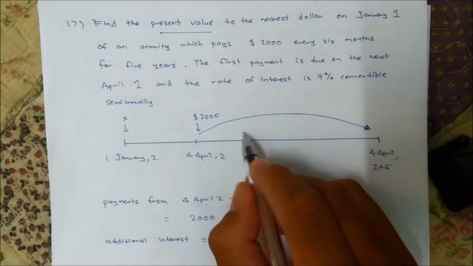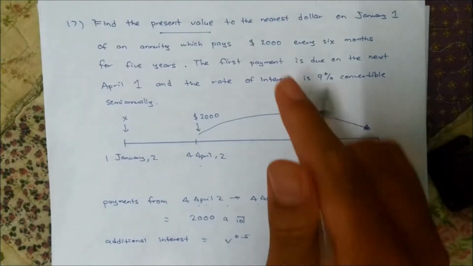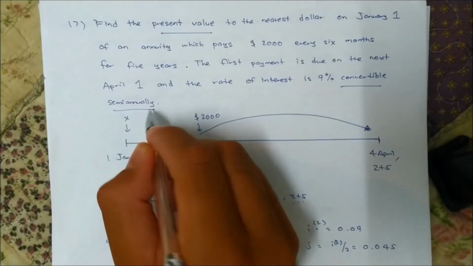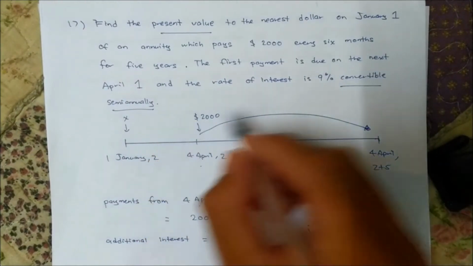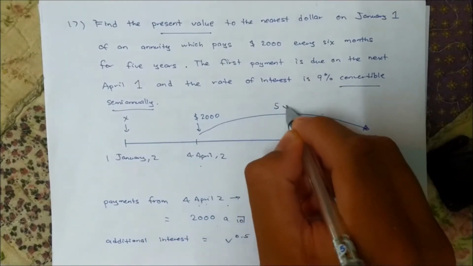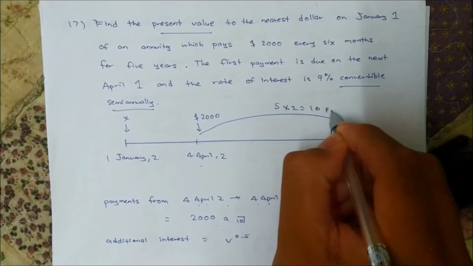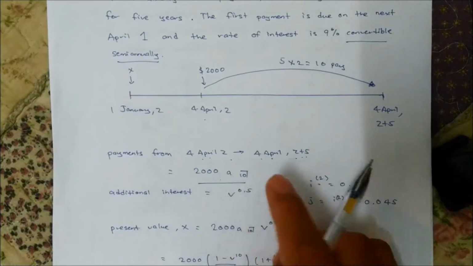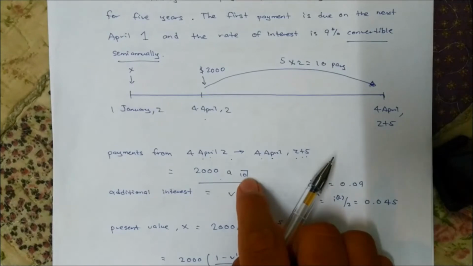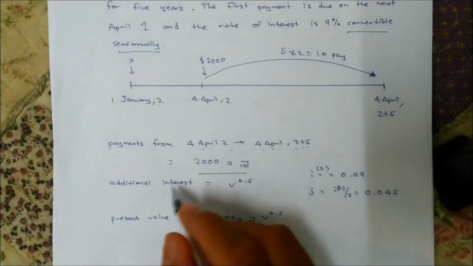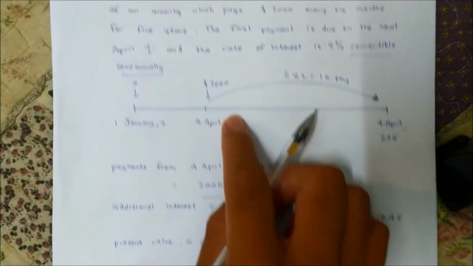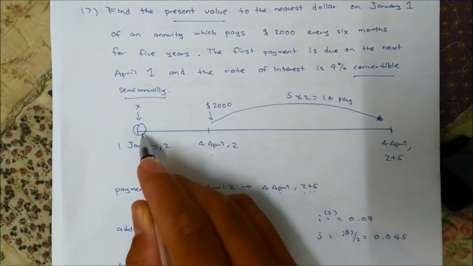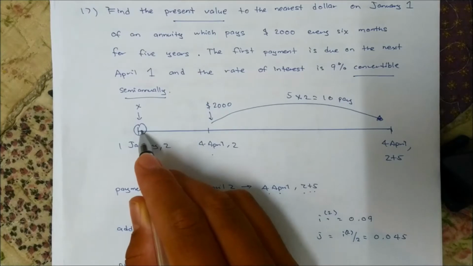The payment is going to be, there are 10 payments here, since the question said that the payment is convertible semi-annually. So therefore 5 years times 2 equals 10 payments altogether. So that's why the equation is going to be this. But since the question asks for the present value from here, there will be an additional interest which starts from here.